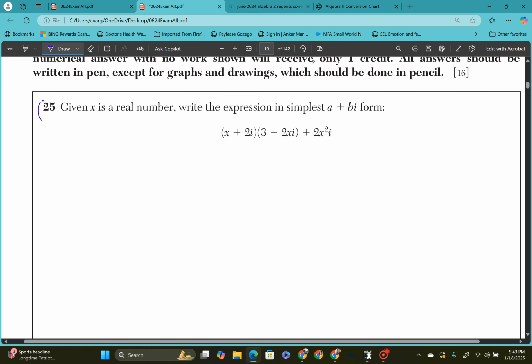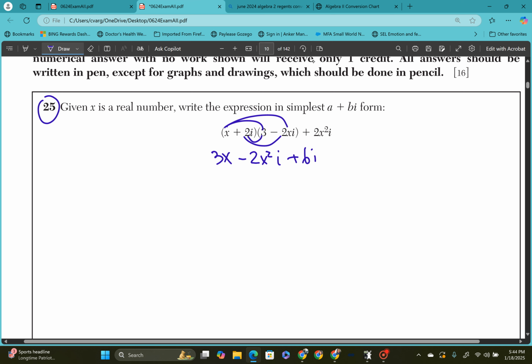Okay, so question 25 is one that we could definitely do. Here it looks like we're just going to have to FOIL. So x times 3 is 3x. X times negative 2xi is going to be negative 2x squared i. And then we add this, so that's going to be 6i, so plus 6i.